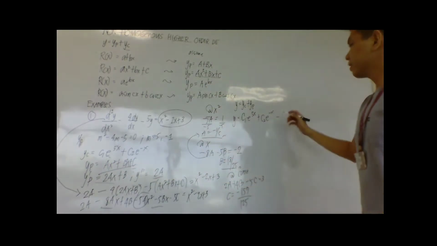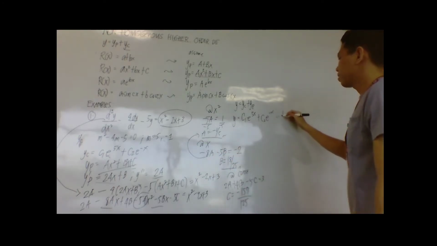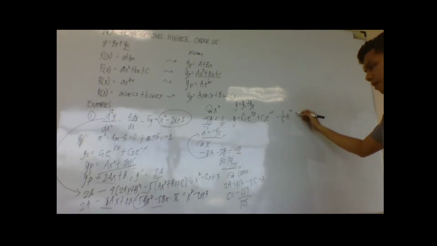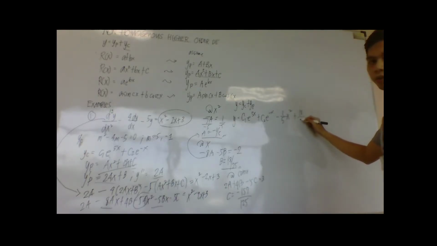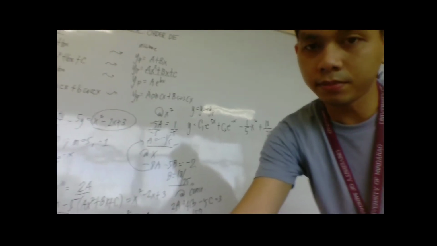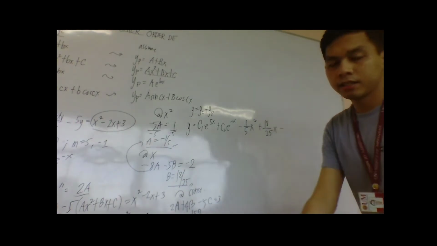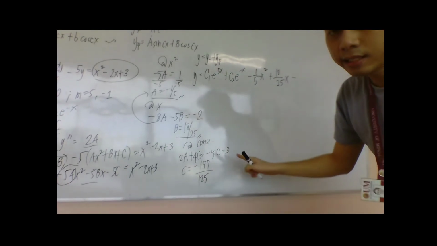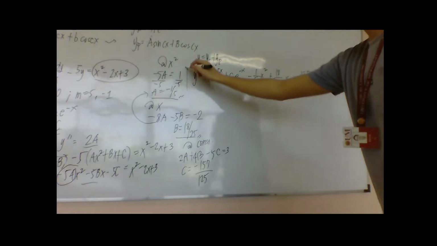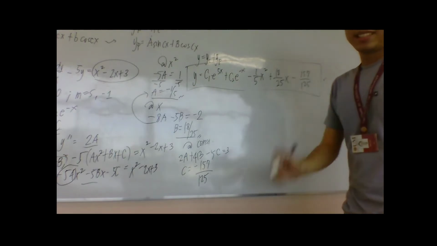So you have yp as that one, and y is yc plus yp. The value of a is negative 1/5, so minus 1/5 x squared. Your b is plus 18/25 x. Then the value of c is negative 157 over 125. So this is your final answer.